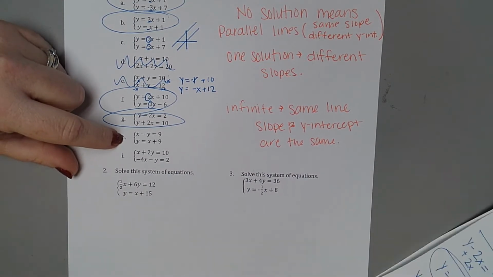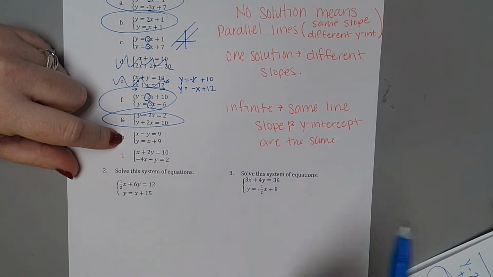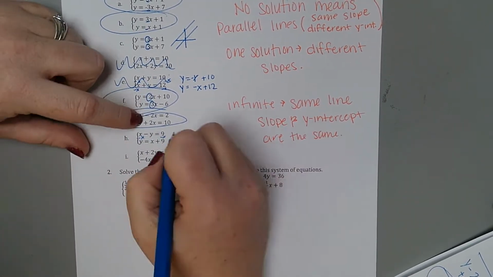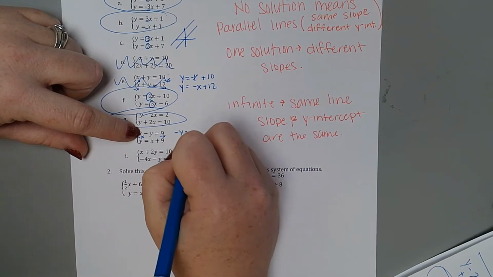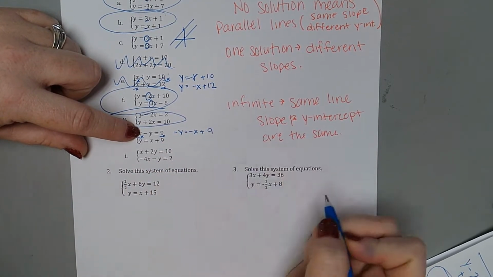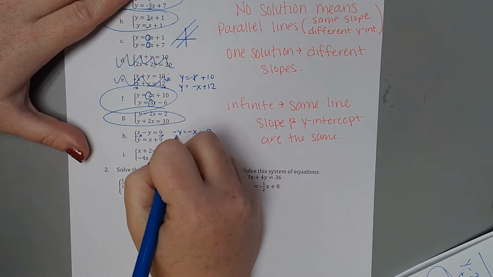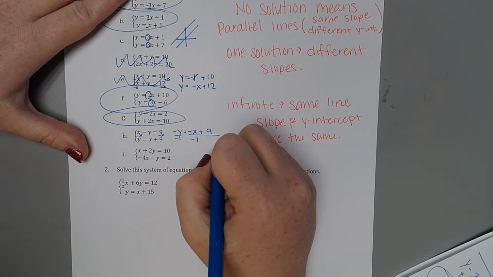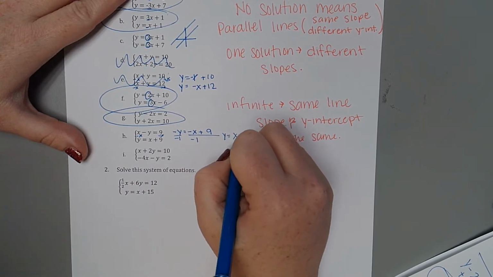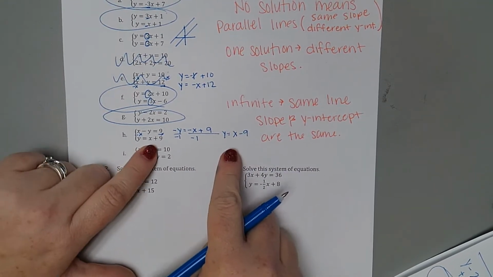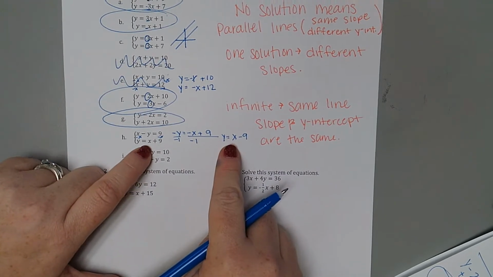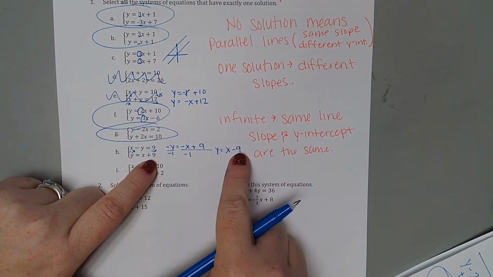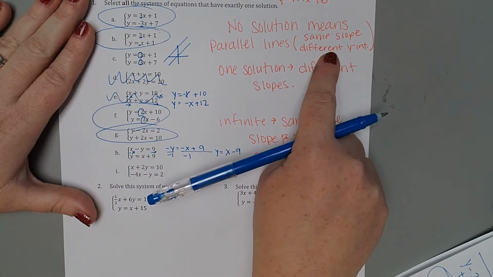H. I only need to do a little bit of work on the first one because the second one's in great form. So I need to minus an x. This gives me negative y equals negative x plus 9. Because this is negative, I need to divide by a negative 1. So now I have y equals x minus 9. They have the same slope, but they have different y-intercepts. So there is no solution.